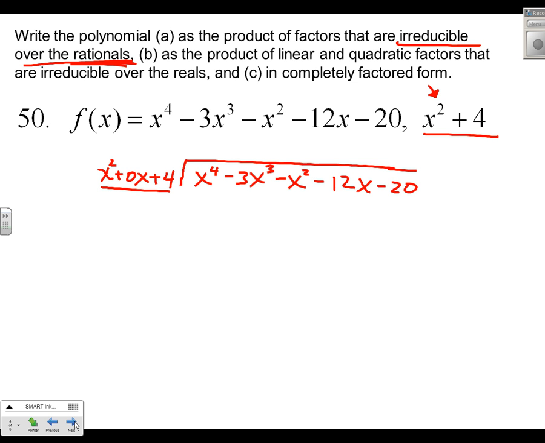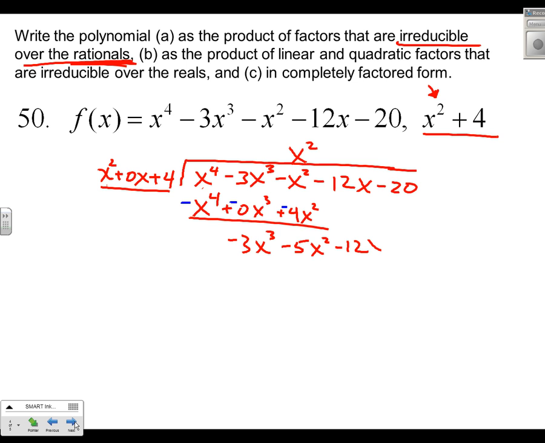I think that helps. So we ask ourselves, x squared, how many times does it go into x to the 4th? X squared times. And I like putting x squareds over x squareds. So I get x to the 4th plus 0x cubed plus 4x squared. But then what do we do? We subtract those. So opposite sign, opposite sign, opposite sign. And I get x to the 4th minus x to the 4th, 0. I get negative 3x cubed, and I get minus 5x squareds before I bring down a minus 12x.